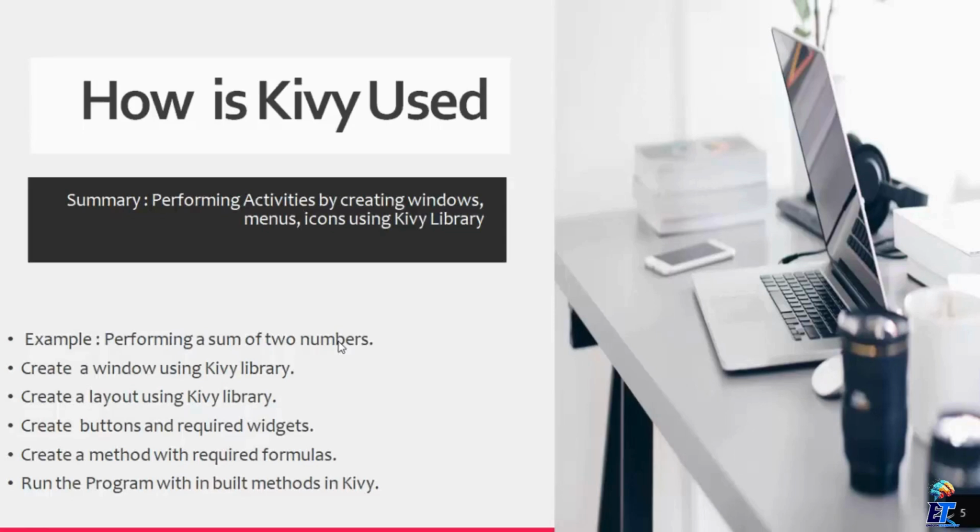So these are the five steps for creating an application using Kivy, which covers the how part. We create the window, we create the layout, we create the buttons, and then we create the method where we store the formula for performing a task, and then we run the program using a built-in method called run.